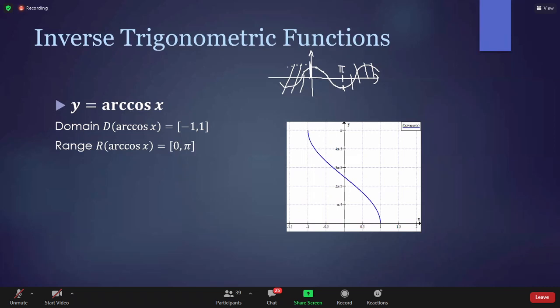But in principle, the domain is the same. The shape is the same. It's only shifted, just like with the sine function. Cosine and sine functions have the same shape of graph. They are just a bit shifted.